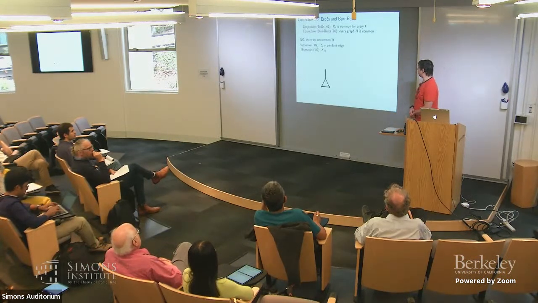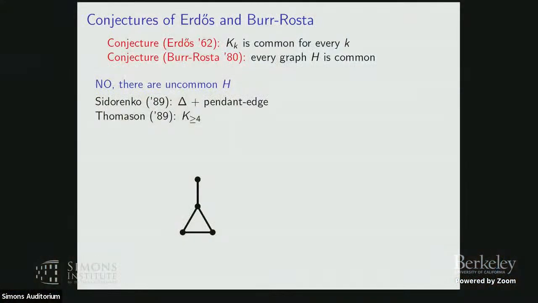So no clique is common apart from H and triangle, and in particular, Burr and Rosta cannot hold. But around the same time as Thomason disproved the conjecture of Erdős, Sidorenko found an easier argument why a triangle with a pendant H is not a common graph.